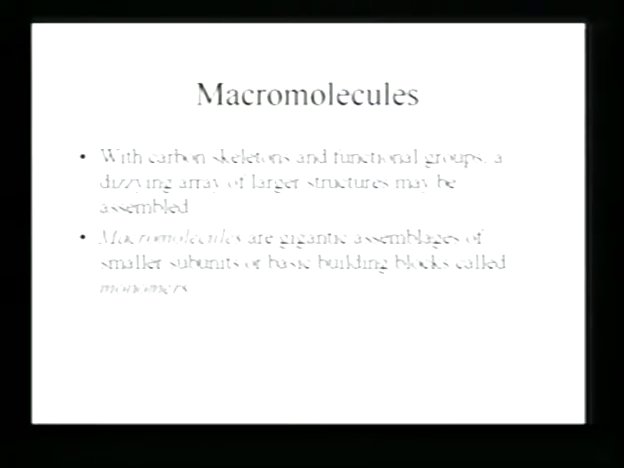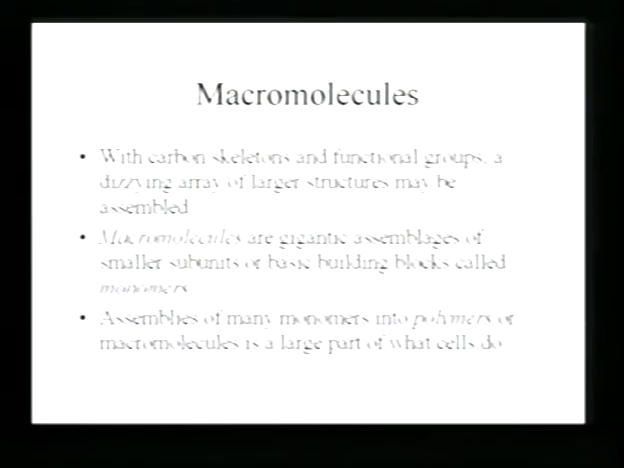Basically, they're built on carbon skeletons, and they use basic building blocks called monomers. So what cells are going to do is take these smaller molecules, these monomers, and stick them together to form the bigger macromolecules, the polymers. And that's a large part of what our cells do. To make proteins, for example, we take amino acids, which are the monomer, and we assemble those amino acids together into a chain, and that chain then has specific properties that allow the protein to do what it's supposed to do. The protein is a polymer.